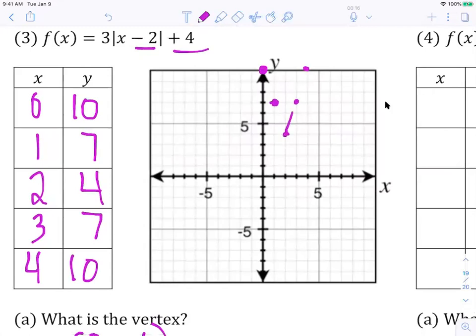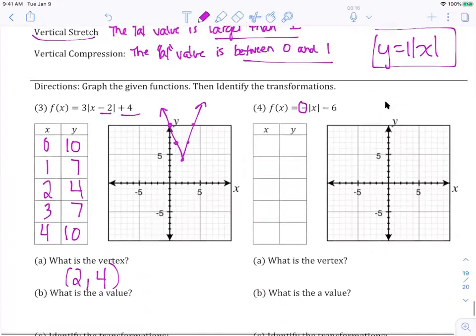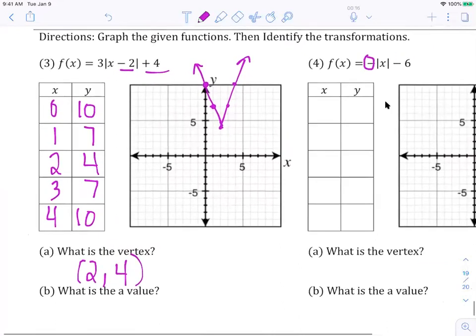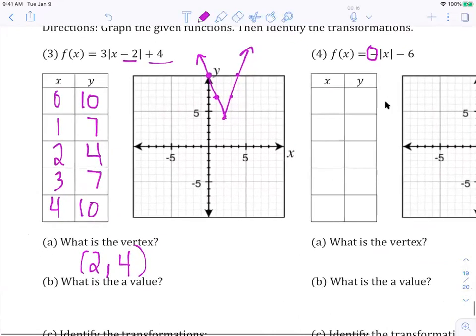And now we can fill in our B. Don't forget your arrows. Please, this graph does go on forever. We're just not going to graph everything. Okay. So now what is the A value? Now remember, the A value is just the number that's in front. So the A value on this one is 3.